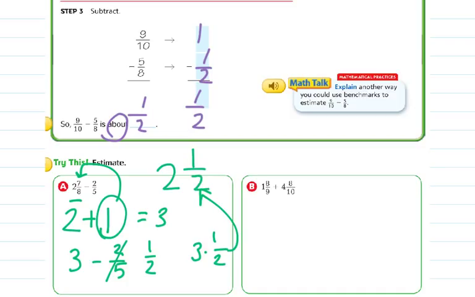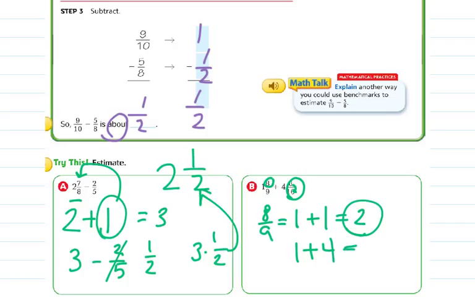Because if you add a half to a half, you would get a whole, which would get us 3. Now let's look at this next problem, boys and girls. 8/9 is really close to 9/9, so we could round 8/9 to 1 whole, and we're going to add that 1 whole to the original 1, which gives us 2. Now, we know that 8/10 is really close to 10/10, so we're going to round that to 1 whole. If we add the 1 to the 4 that was already there, we get 5. Now we just add our 2 whole numbers together. 5 plus 2 is 7.